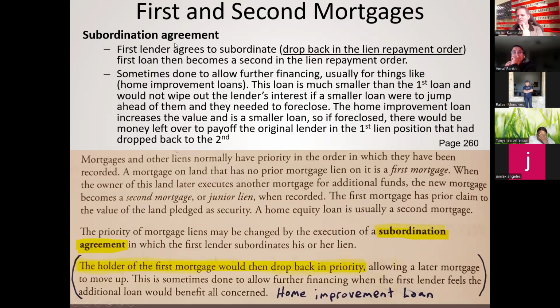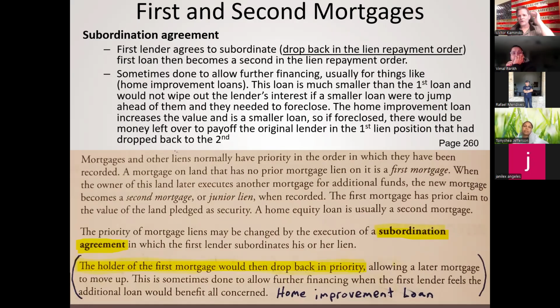What is a subordination agreement when we talk about mortgage loans? The first lender agrees to subordinate, or drop, in the lien repayment order. So the first loan becomes a second in the lien repayment order. Why would somebody who has a primary lien position agree to drop back? Isn't the whole idea that they wanted to be first in the lien repayment order, so in the event of foreclosure, they get paid back first?